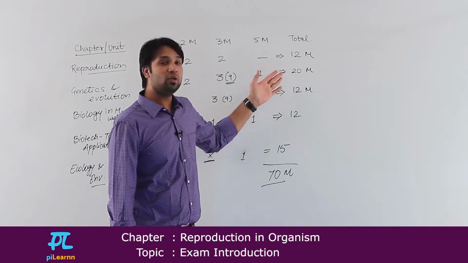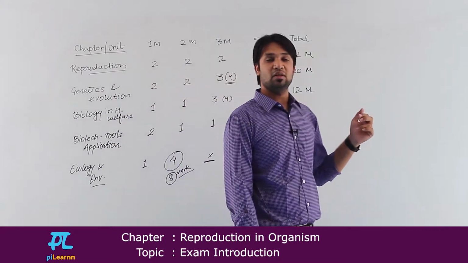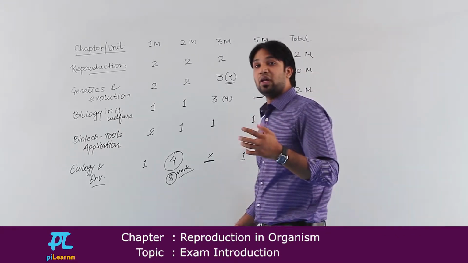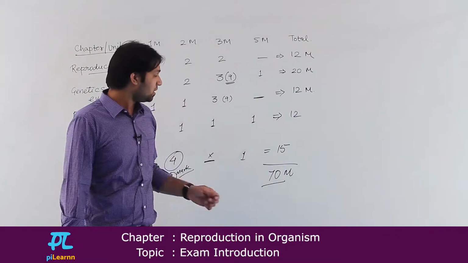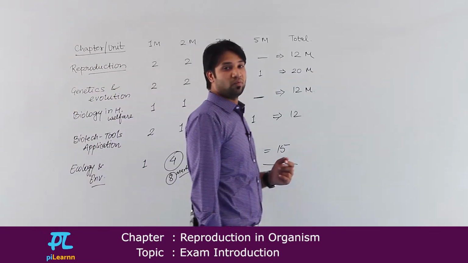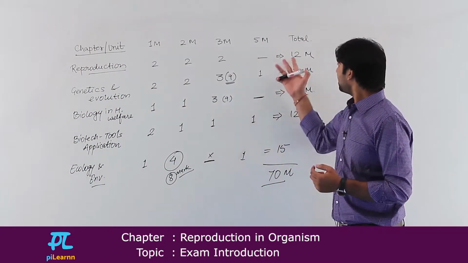Like genetics and evolution consists of maximum marks, 20 marks. Okay, anyways it's an approximate, but still it will come in the same way. And the second unit, which is ecology and environment, is also of 15 marks. Later others are 12 marks.